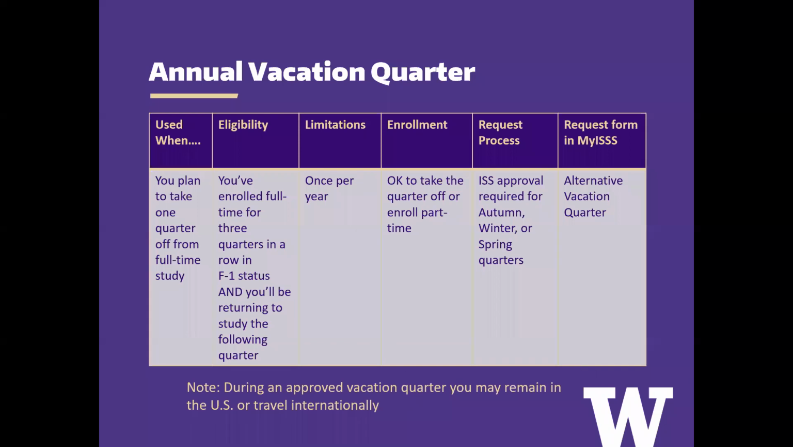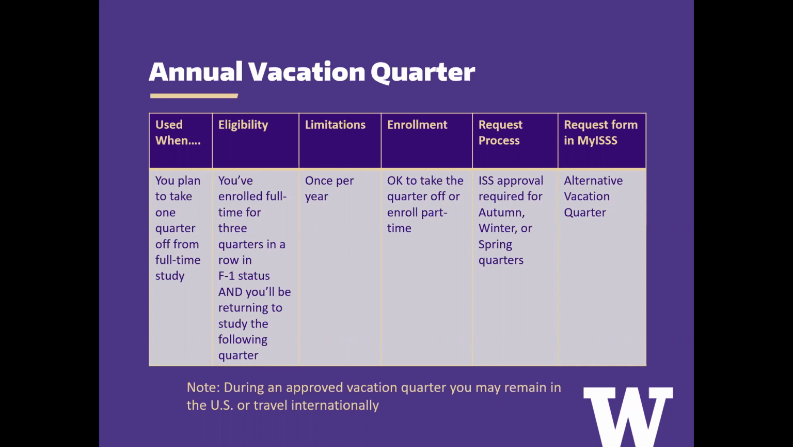One full-time exception is the annual vacation quarter. F1 students can use this exception when you plan to take one quarter off. You are eligible if you have enrolled full-time for the last 3 quarters in a row, including summer. You must also be planning to enroll the following quarter after your vacation.